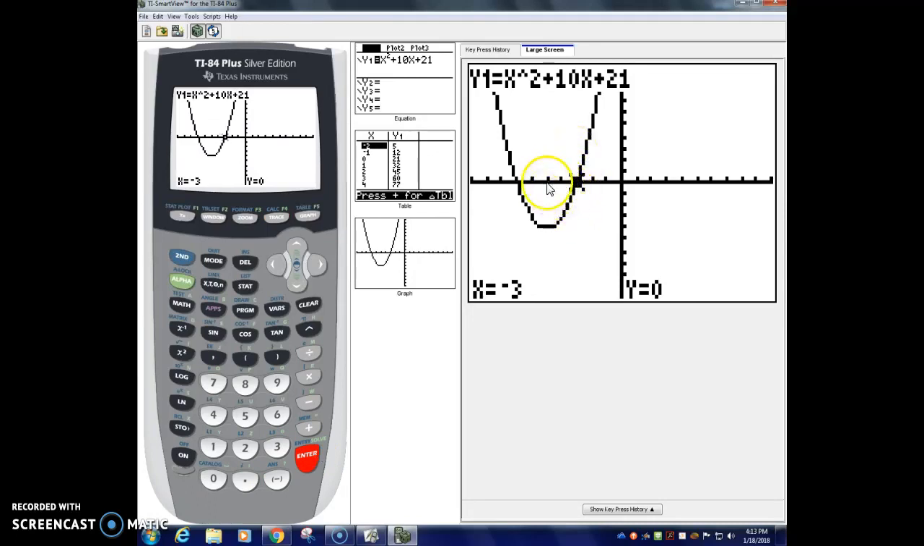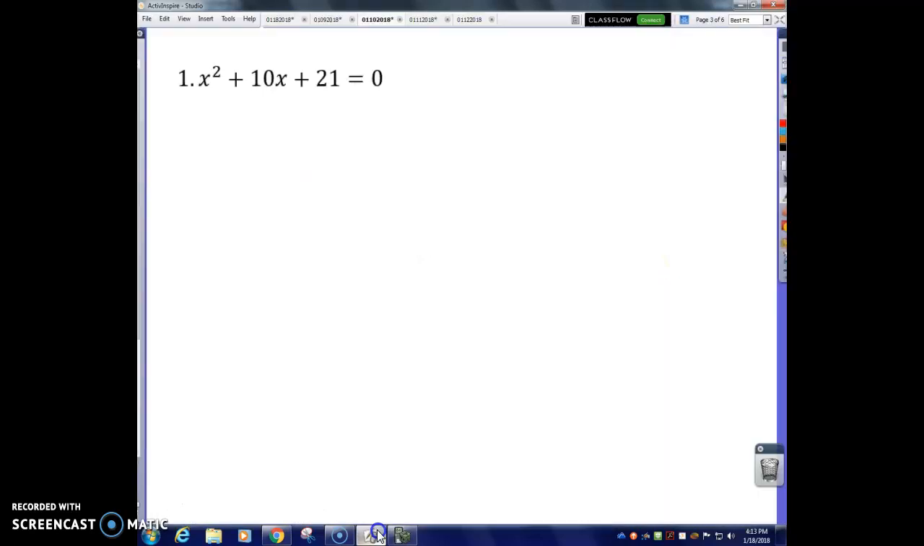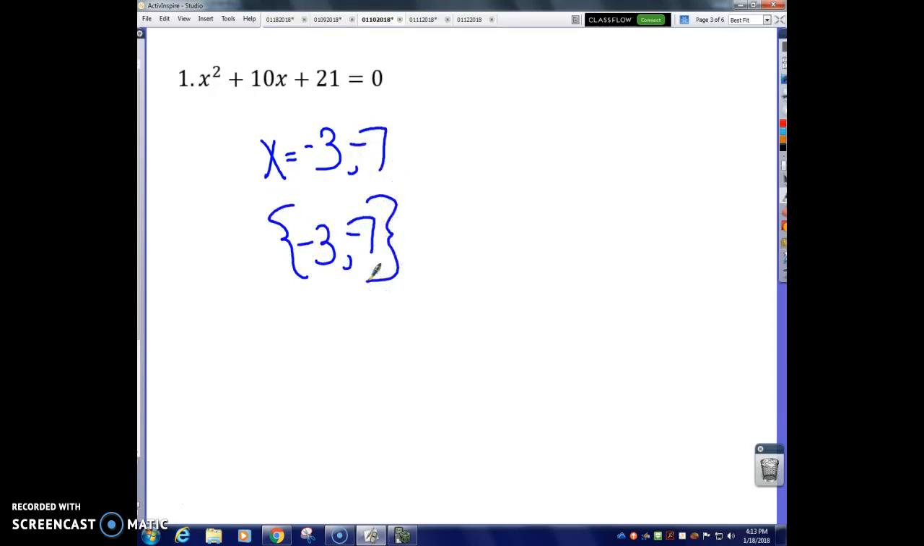And -4, -5, -6, -7. Let me try -7. That also gives me y equals 0. So that means my solutions are x equals -3 and -7. Okay, this is pretty straightforward. So same thing for number 2.